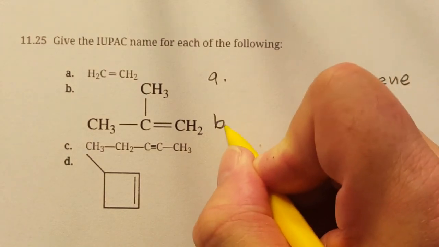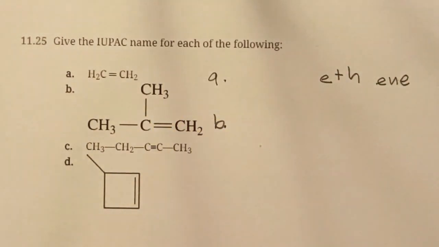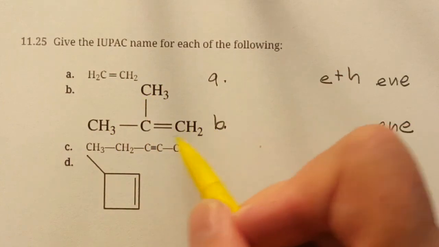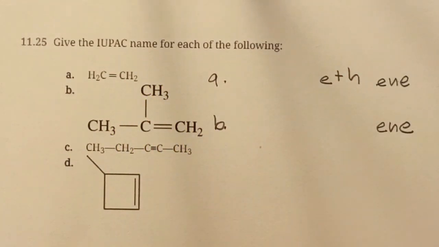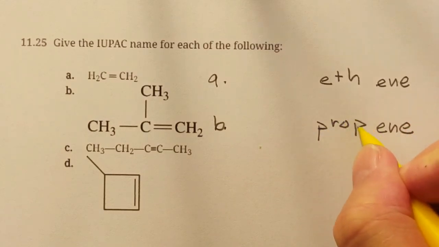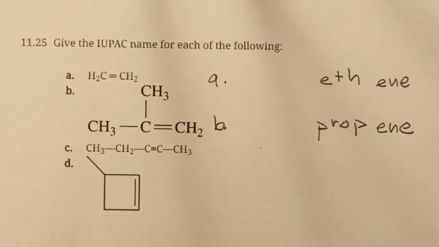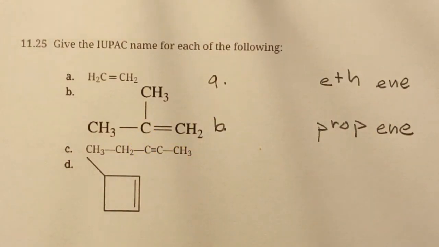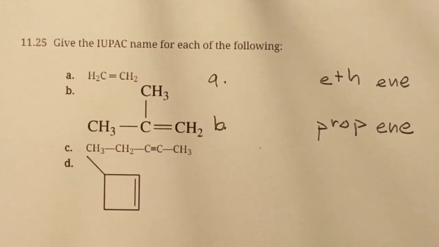Let's try B. Double bond, so it also is going to end in an -ene. Longest chain: 1, 2, 3. So the longest chain is 3, so that's going to be prop. Now, do we need to indicate where this double bond is? The answer is no, because there is really only one choice. If I put the double bond here, here, or here, it will be the same molecule, so it's not necessary to indicate where the double bond is.